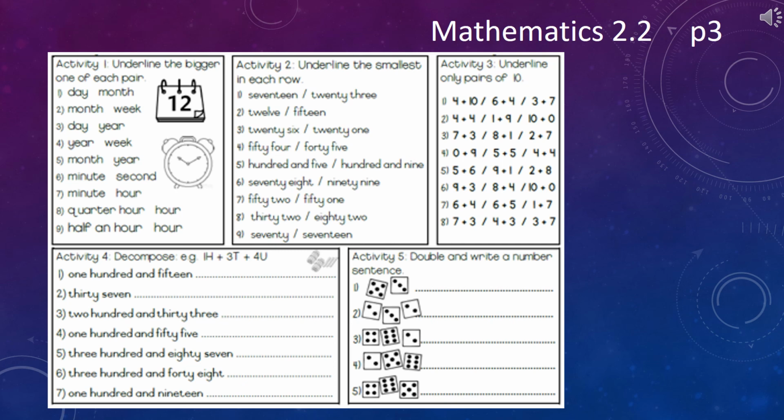Activity 4, decompose. So you're going to read the number name and you're going to rename it into hundreds, tens, and units using numbers. Activity 5, double and write a number sentence. The first one I'm going to do as an example for you. So if you look at the first one, it gives me a 5. I'm going to double that and I'm going to say 10. And then it gives me a 3. I'm going to double that and say 6. I'm going to say 10 plus 6 equals 16.